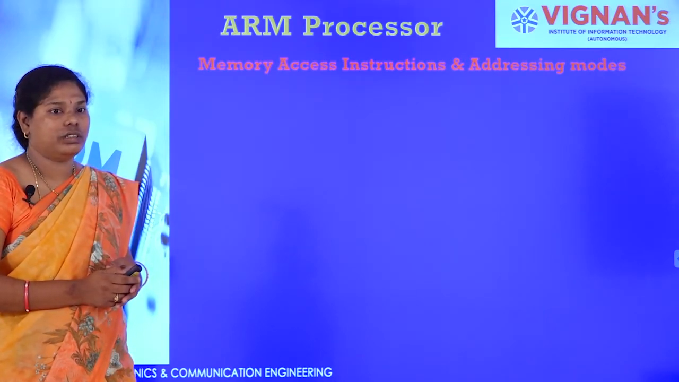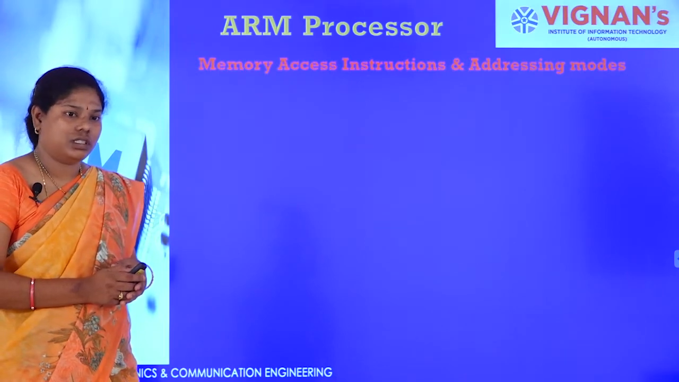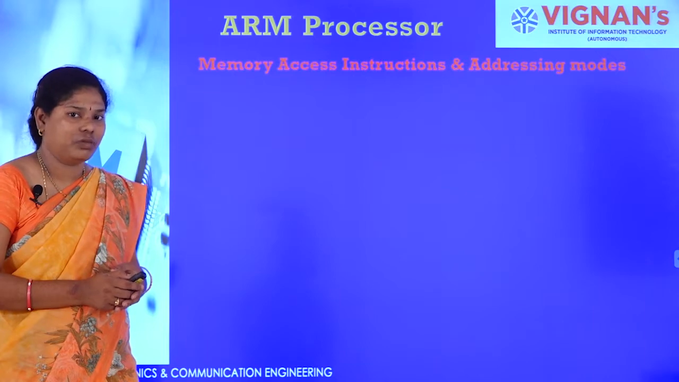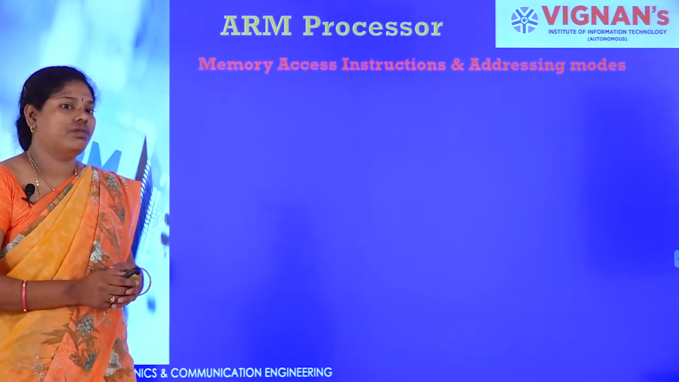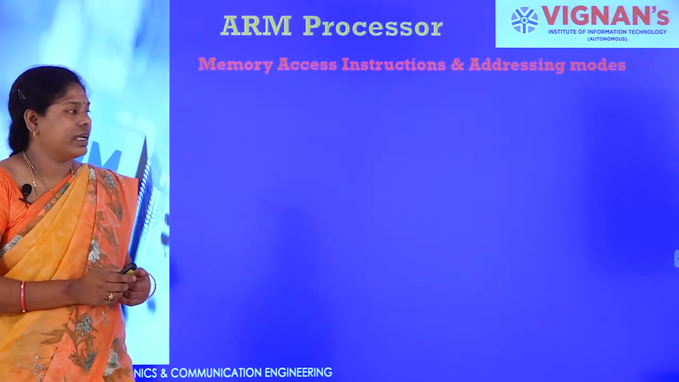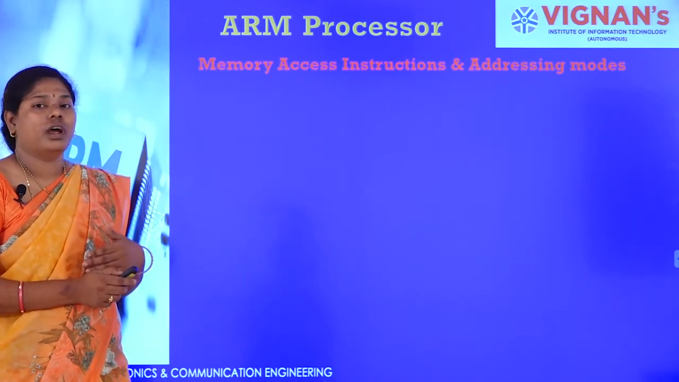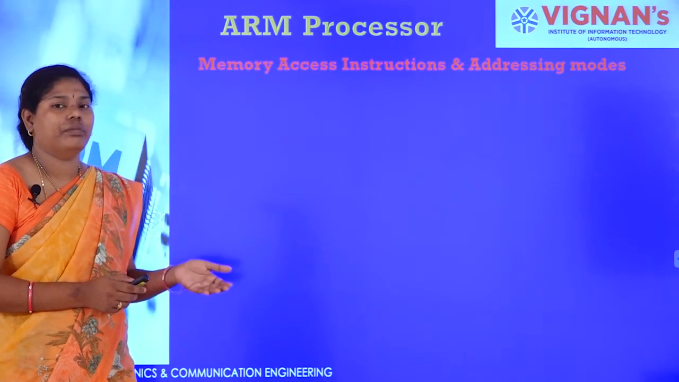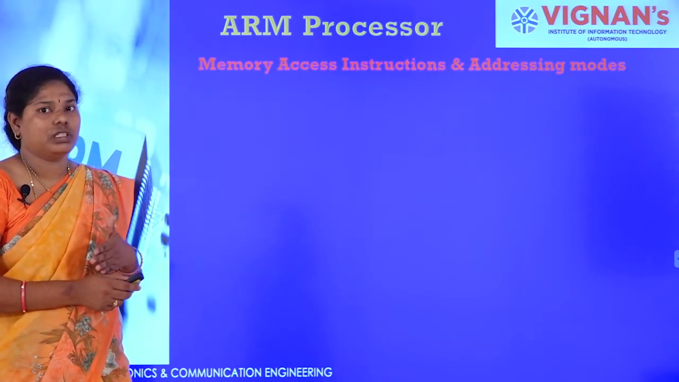How does it have to be identified? Either with the register or directly, but in ARM processor we do not have a direct addressing mode, so we directly go for indirect addressing mode. The second thing is that the data is copied from processor to memory and memory to processor. Two operations have to be performed.